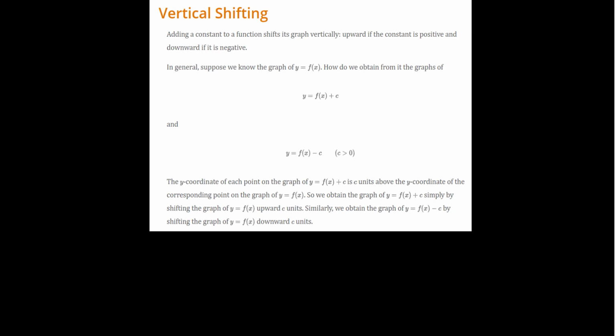So vertical shifting. Adding a constant to a function shifts its graph vertically. Vertically upward if the constant is positive, and downward if it is negative. In general, suppose we know the graph of y is equal to f of x. How do we obtain from it the graphs of y is equal to f of x plus c and y is equal to f of x minus c, where c is a value greater than 0?